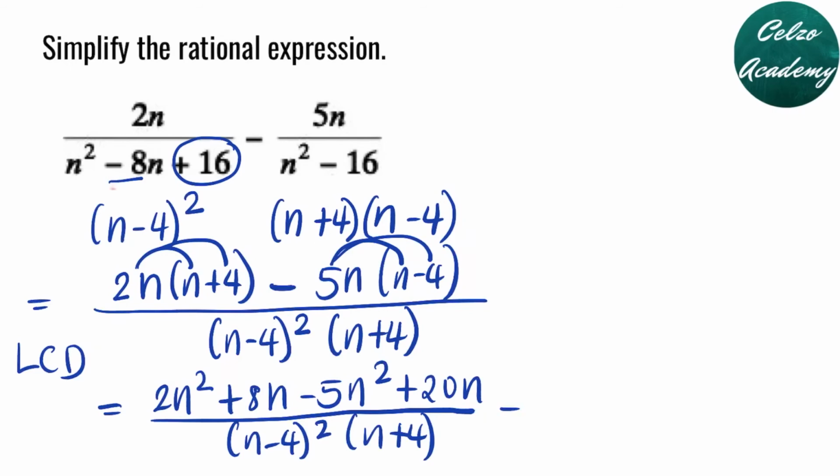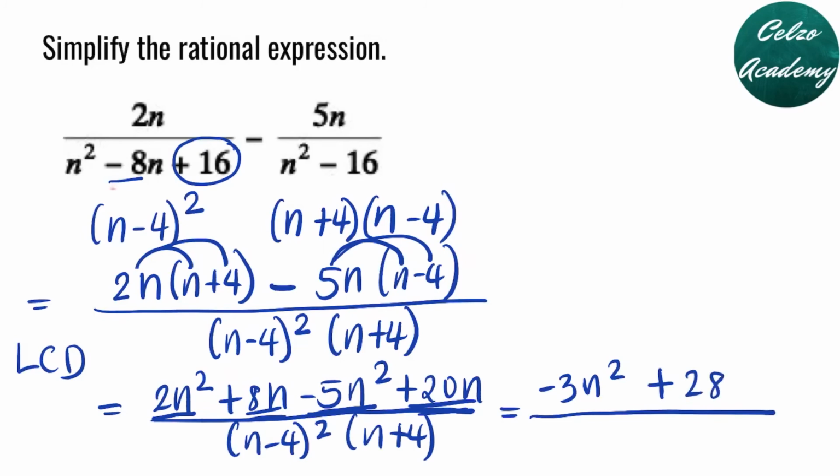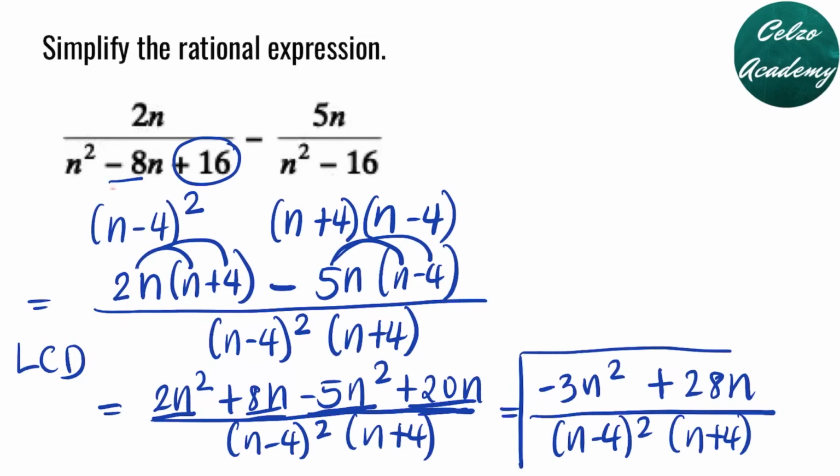Now let's simplify this further. For the numerator, we can combine 2n squared and negative 5n squared. That is negative 3n squared. Next, we have 8n plus 20n. That is plus 28n. And our LCD, n minus 4 to the second power times n plus 4. So this is the simplest form of this rational expression.